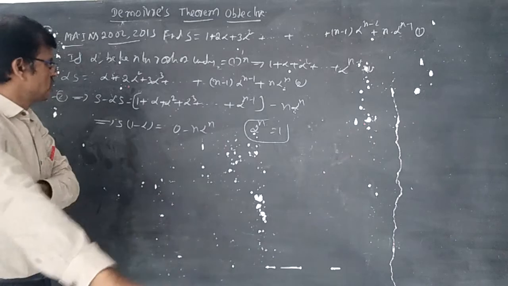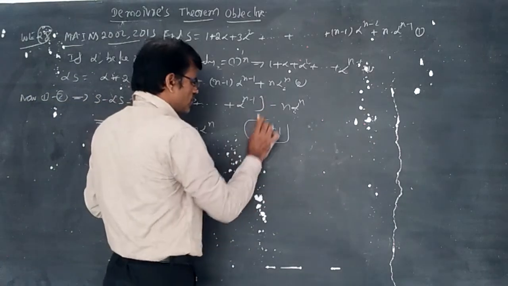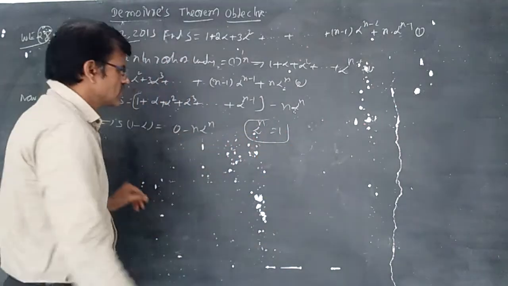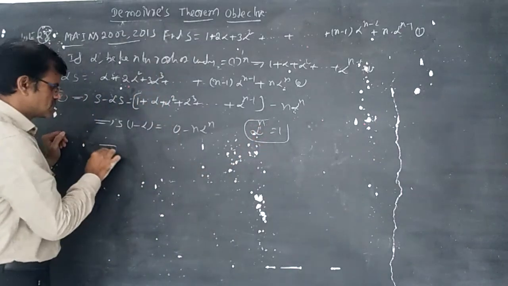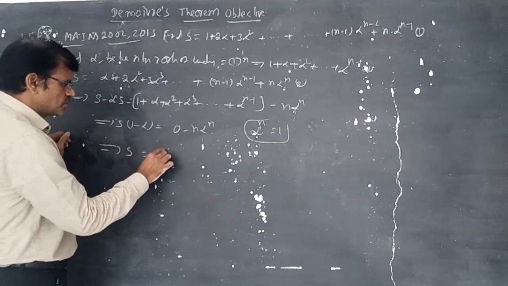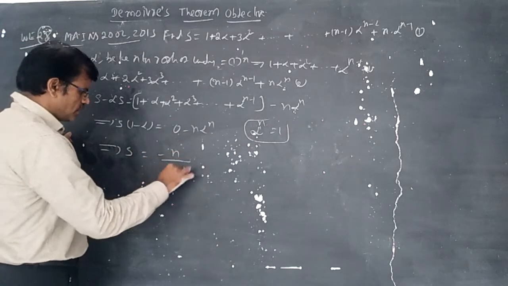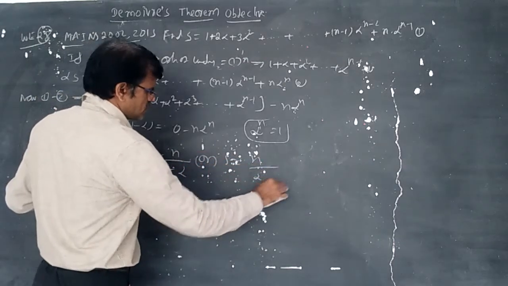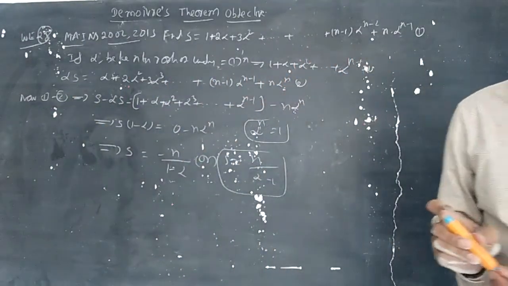Because this is 1 power 1 by n, alpha is a root. For 1 power 1 by n alpha is a root. Alpha power n is equal to 1. Then only you get that alpha is the nth roots of unity. This is alpha power n. That implies s is equal to alpha power n is equal to 1. So you substitute. So s is equal to minus n by 1 minus alpha, or s is equal to n by alpha minus 1. This is the sum, which depends upon the concept of nth roots of unity.